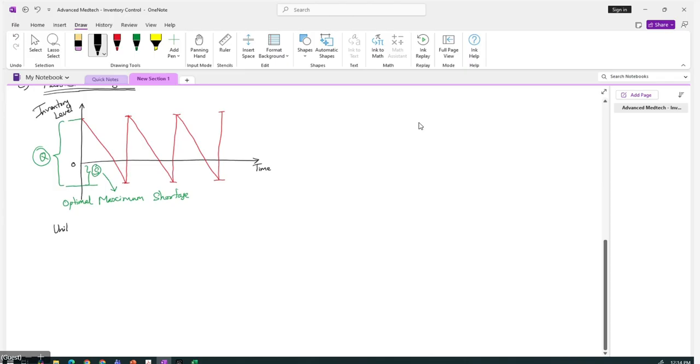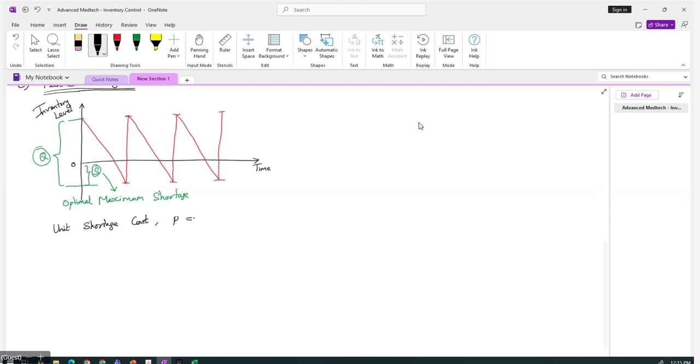Additional thing? Optimal S. We have a, yes, no, before that, the data. We have a unit shortage cost, correct? The shortage cost, we denote it using small p.